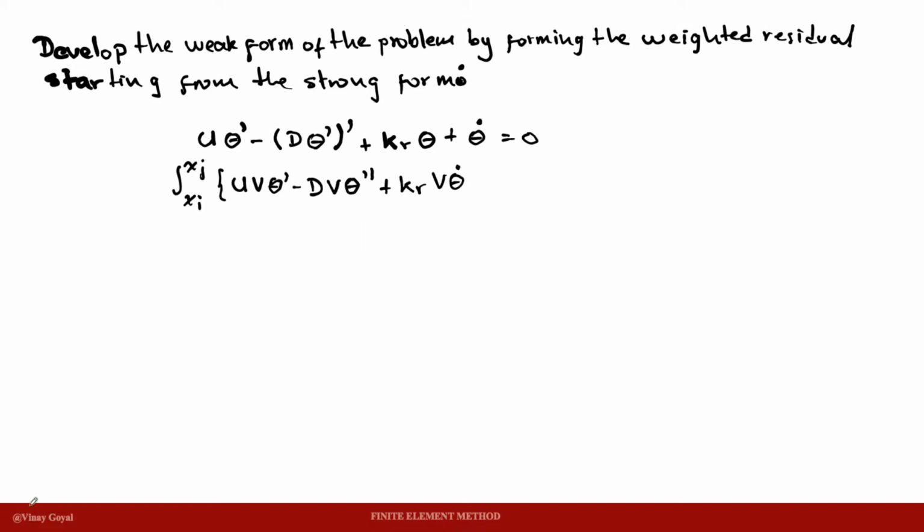Oh, sorry, that's another one. I need to put a dot. So this is just Kr v theta plus v theta dot, all right? And that's equal to 0. So now if we integrate by parts, we can obtain the weak form.